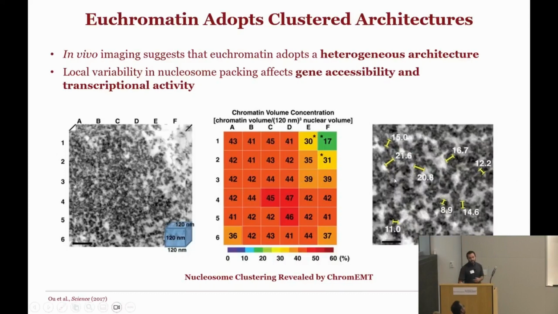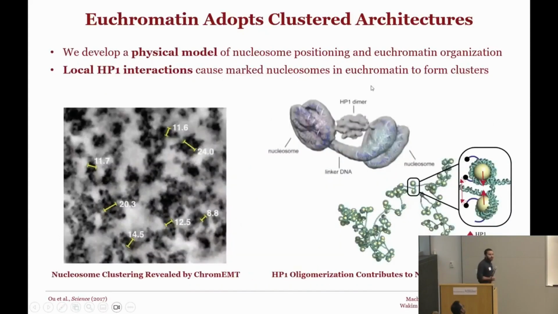These clusters are quite heterogeneous. They vary in size, and there's also heterogeneity in the amount of clusters that form in different regions of the nucleus. So our goal is to develop a model that captures this clustering phenomenon, and we'll base this model on residual amounts of H3K9me3 marks that are found in euchromatin, as well as local HP1 interactions at these marks.